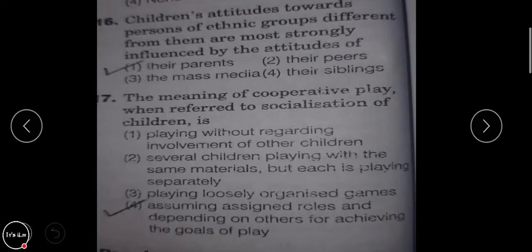What is the meaning of cooperative play when referring to the socialization of a child? Our options are: playing without regard to the involvement of other children. Our second option is several children playing with the same material but each playing separately. Our third option is playing a closely organized game. Fourth one is assuming an assigned role and depending on the others to achieve the goal of the play. Our answer is the fourth one, assuming an assigned role and depending on others to achieve the goals of the play.